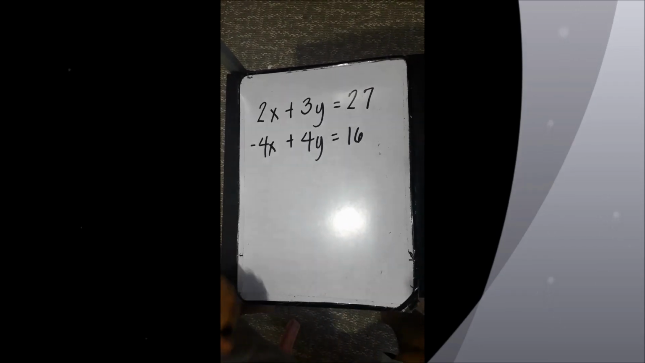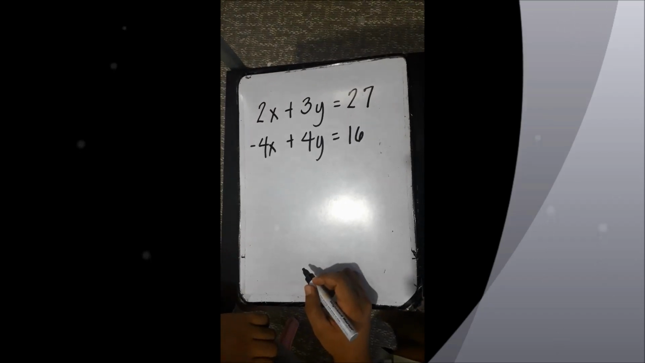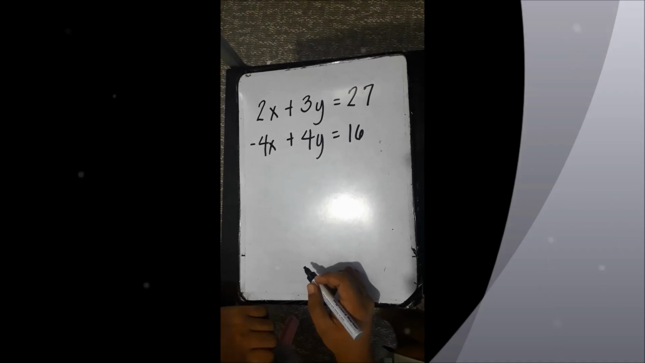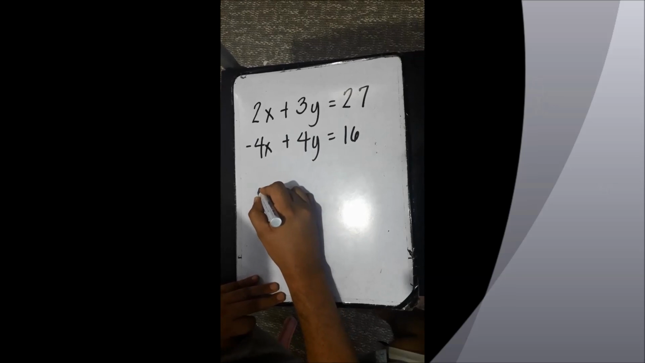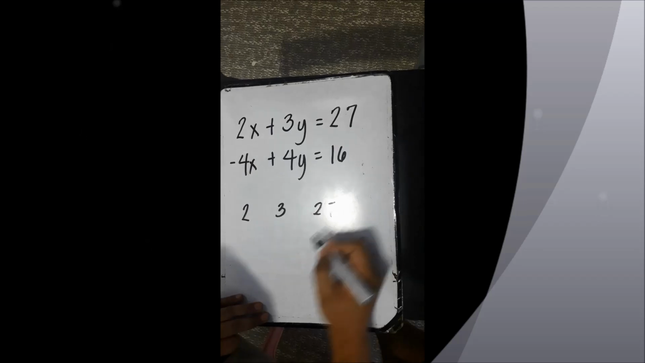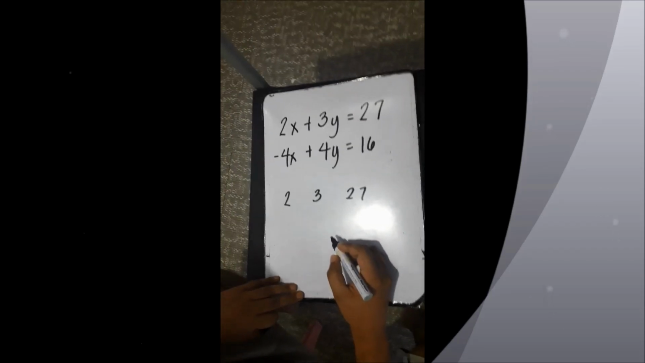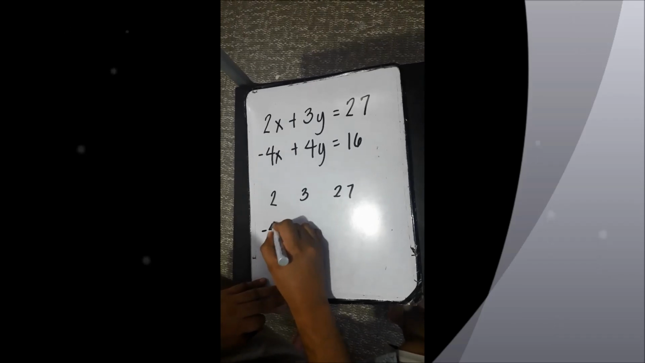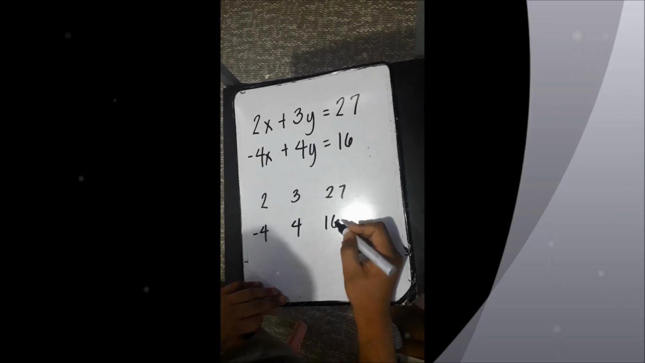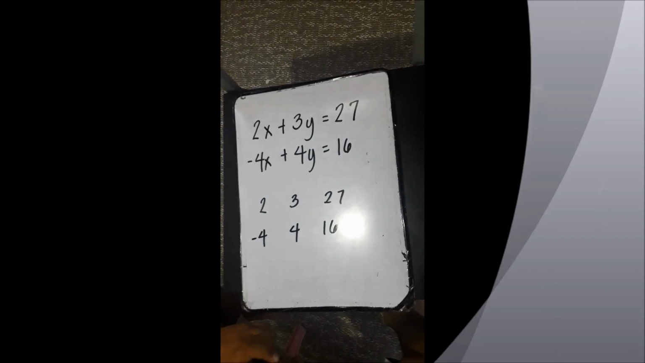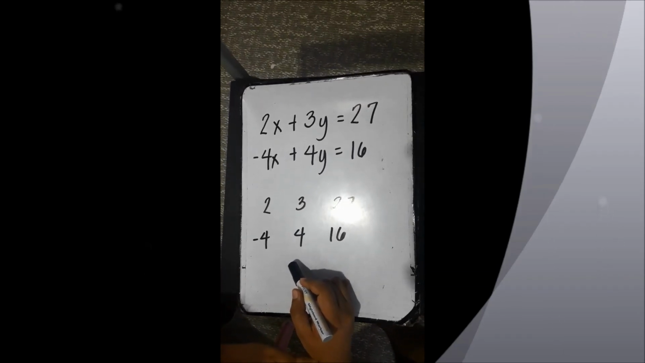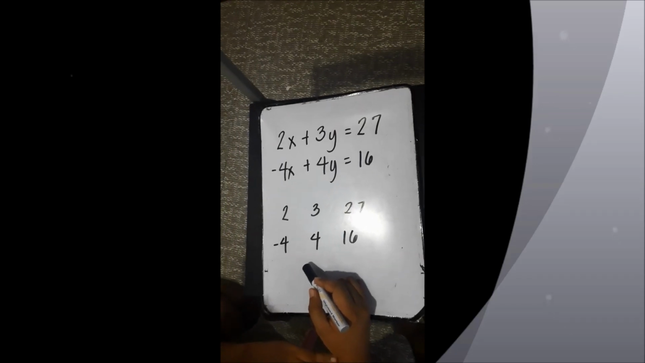Step one is to write down the coefficients of the variables as well as the constant. So here, I'm going to write down 2, 3, and 27. And also for the second equation, I have here negative 4, positive 4, and 16. Okay, for this first step, I'll be solving for the value of the variable x.